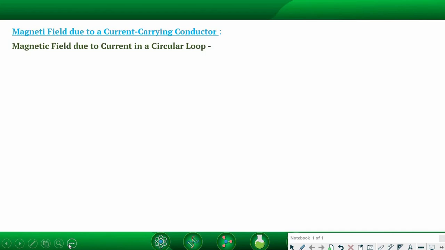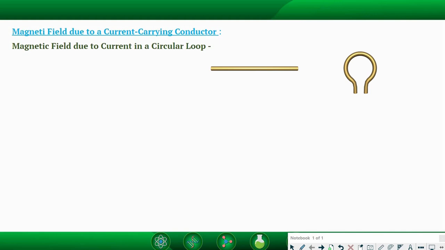Now, with the concept of magnetic field around a current carrying straight conductor, we will try to figure out what will be the field around a circular loop if the current carrying conductor is converted into a circular loop. The same current carrying conductor is now turned and made a current carrying loop. So, see the clear picture of how the magnetic field will be around that circular loop.